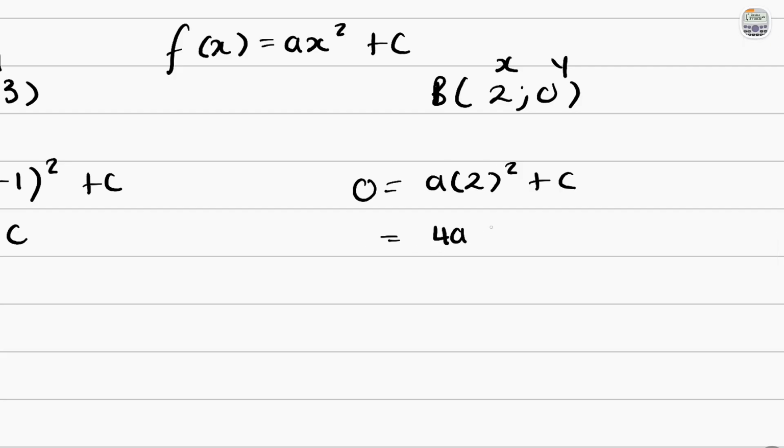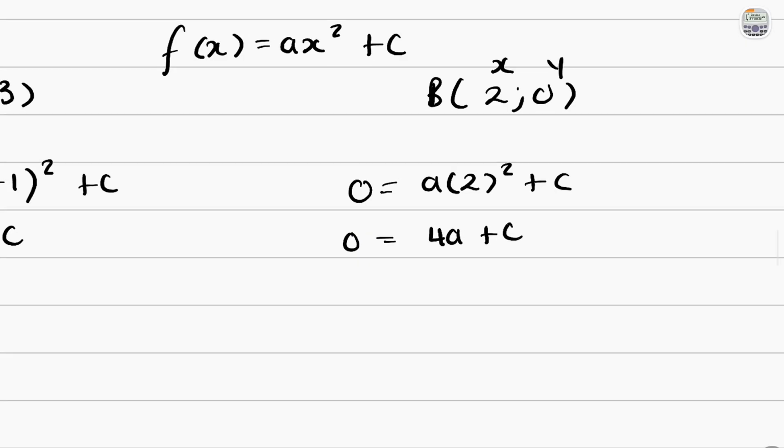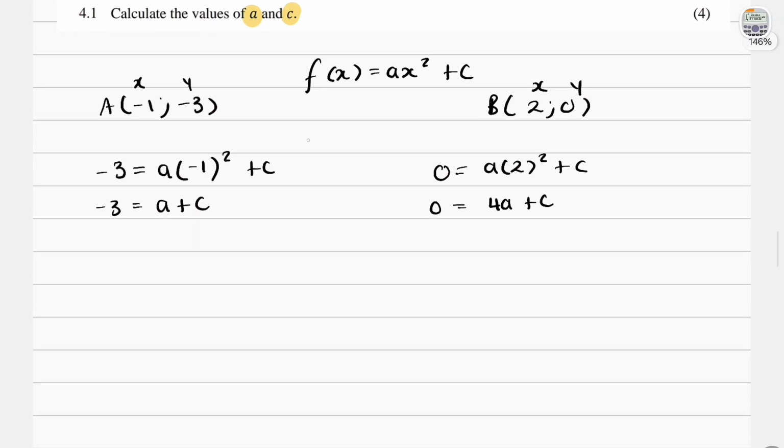So you have 4a plus c is equal to 0. Do you see how c, in both equations, is alone? Here we have a 4a, here we have a. So we can easily make c the subject in both. So c equals, and we can take a over, so it's negative a minus 3. And here, take that over, it's minus 4a equals c.